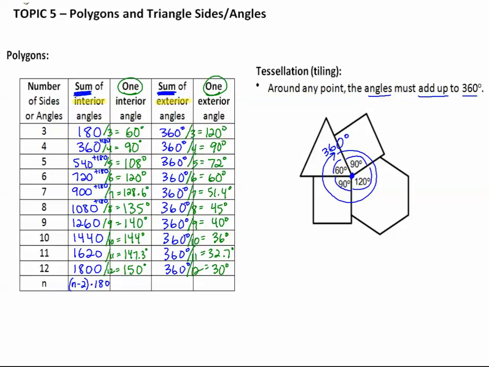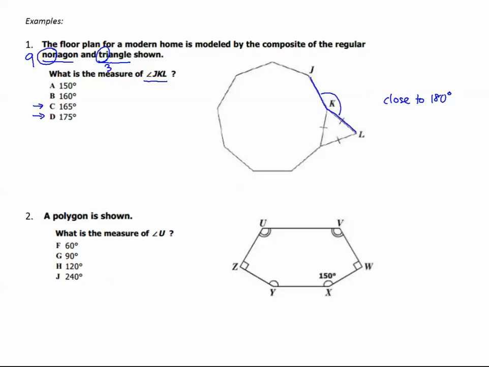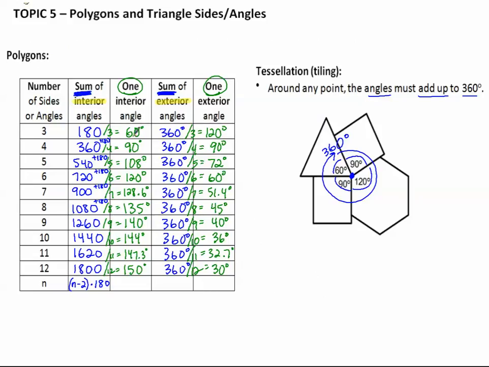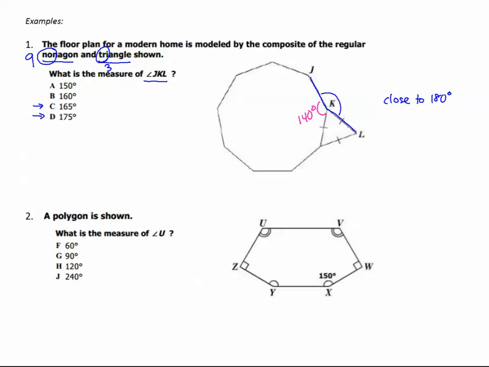If I go back to my list at the top of my paper, nonagon, 9 sides, the interior angle is 140 degrees. So I go back to my problem and this one interior angle is 140 degrees. Triangle, I go back to my list, triangle, the interior angle is 60 degrees. So going back to my problem, this interior angle right here, 60 degrees.